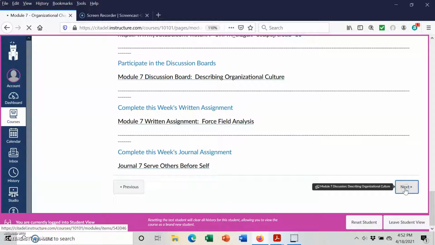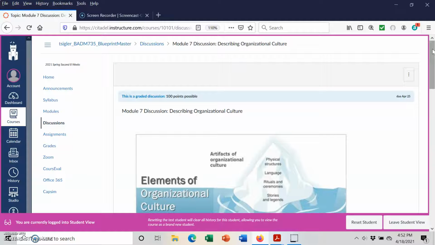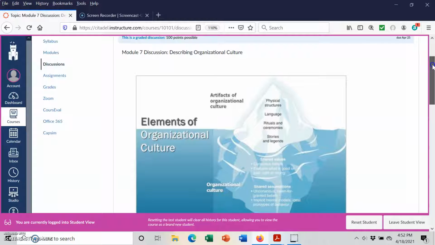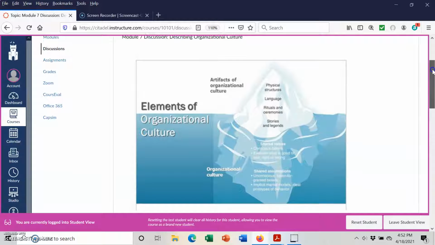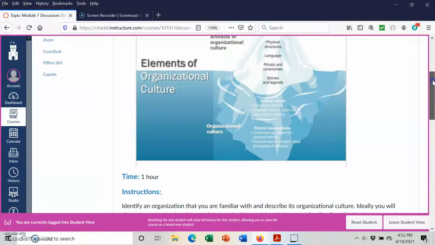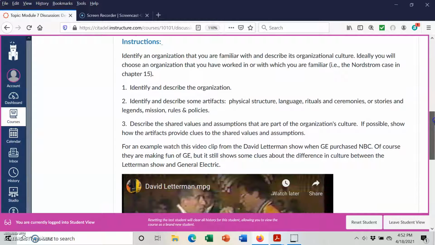So first is the discussion board, and here I'm going to ask you to try to describe the artifacts and then identify the underlying assumptions and values that are part of that organization. The visual here tries to show you what's above the water we can see are the physical structures, the language, rituals, stories. Underneath the culture is really what we want to know about, which are the shared values and assumptions. So I'll ask you to identify and describe an organization, and then describe some of the artifacts and the shared values and assumptions that are part of that culture.